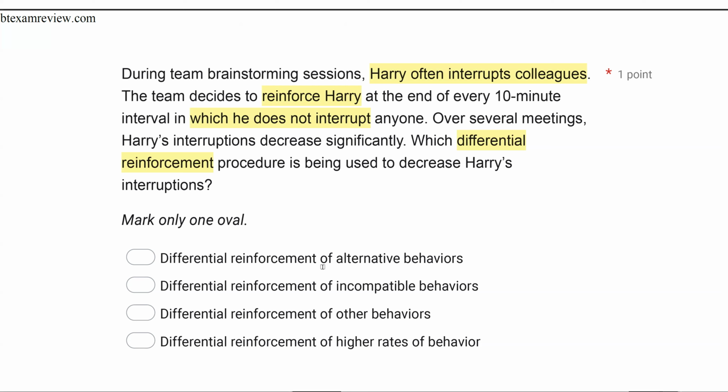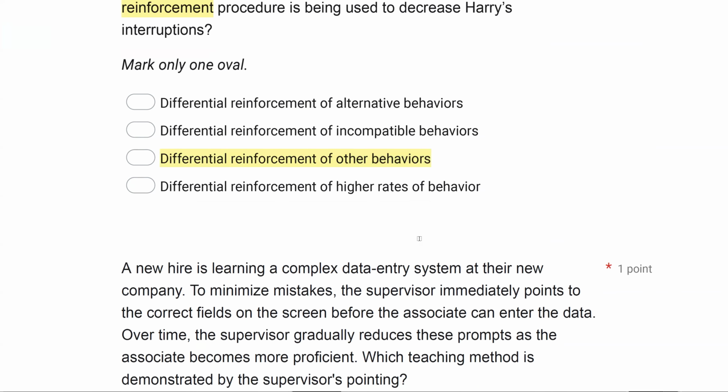When we look at A and B, differential reinforcement of alternative behaviors or incompatible behaviors, both strategies are going to teach a new behavior. Remember, we're not teaching anything new here. We're reinforcing for a behavior not happening. So when we're reinforcing for the absence of a behavior, we're using a differential reinforcement of other behaviors strategy. And that's the easy way to think about it. Am I teaching a replacement? It's going to be DRA or DRI. If I'm not teaching a replacement and I'm reinforcing for a behavior not happening, it's going to be a DRO. And then differential reinforcement of higher rates of behavior is a strategy, but it's not necessarily one you need to know for the RBT exam.